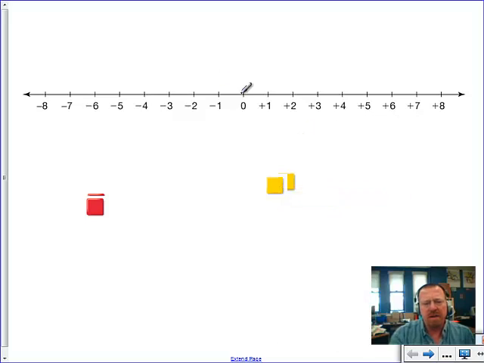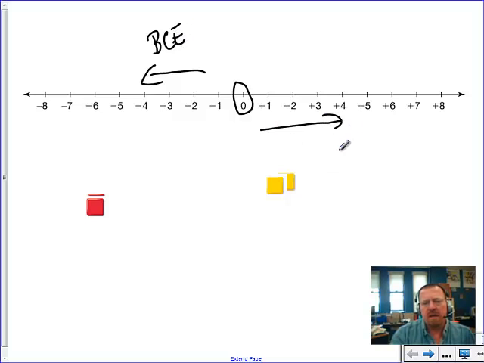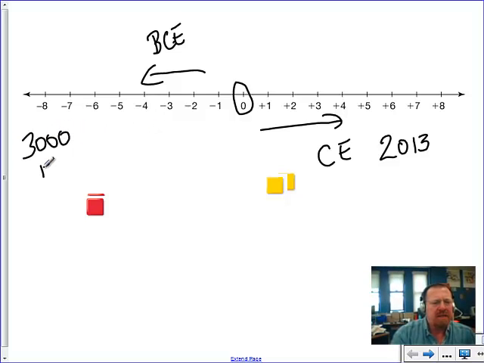Okay? So if we think about it, this is BCE, before the Common Era. Okay? And this is CE, the Common Era. Now we live in 2013, the Common Era. The Egyptians were around in 3000 BCE, before the Common Era. Okay? So if I asked you what was -3, you could easily find it on the number line. If I asked you what +6 was, you could easily find it there as well. Okay? So finding it on a number line isn't that difficult.